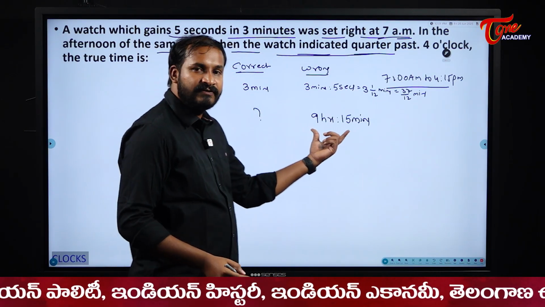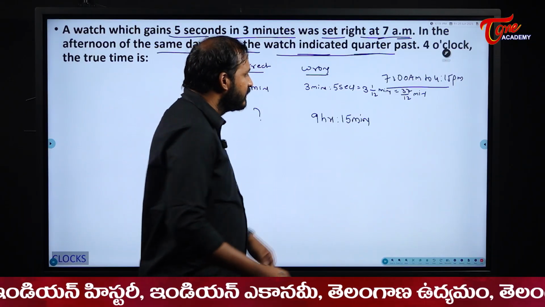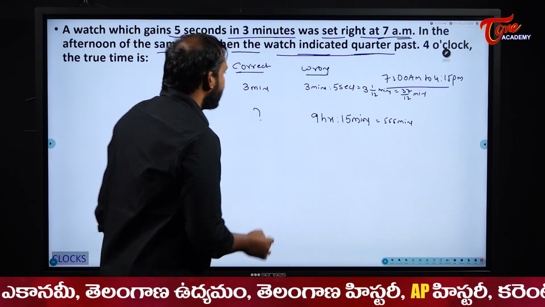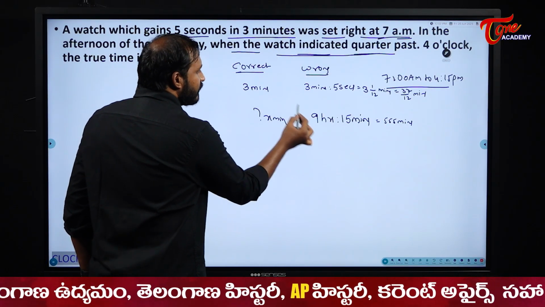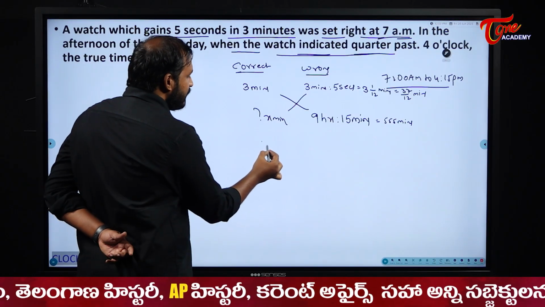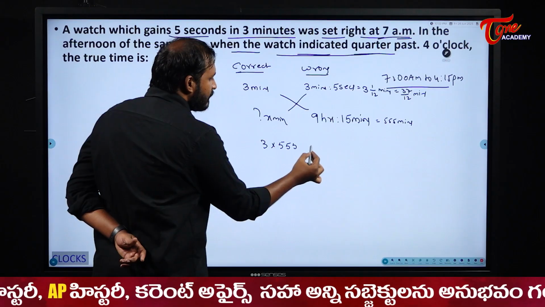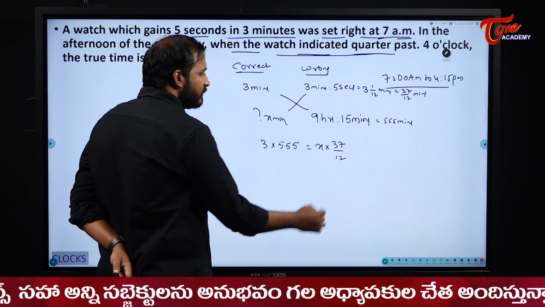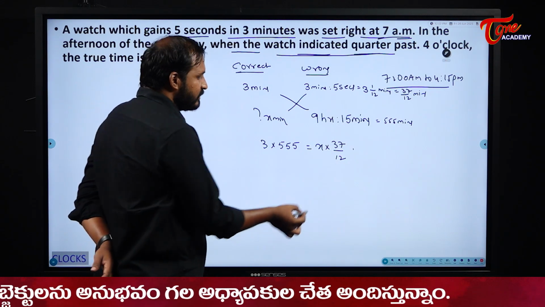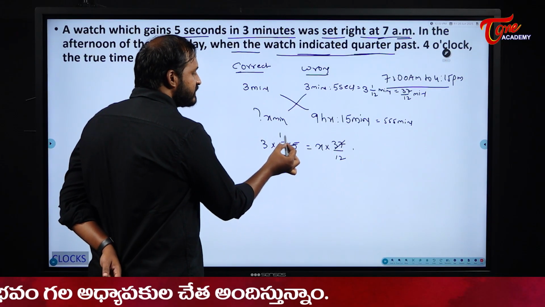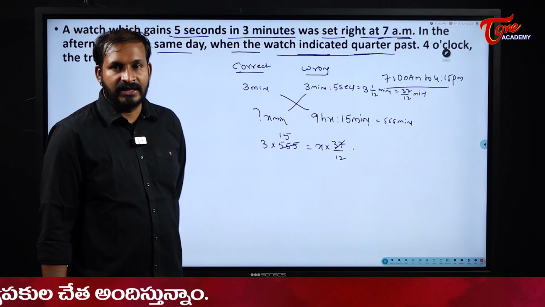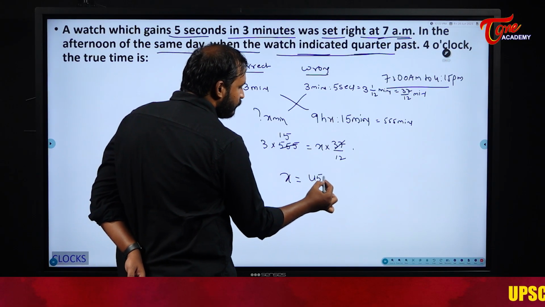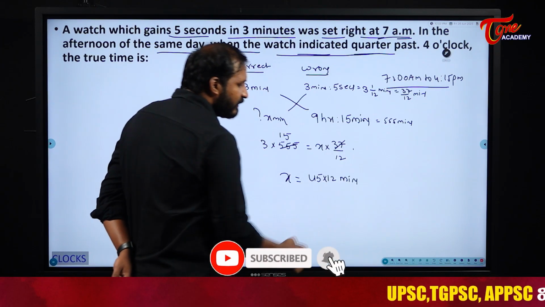Now come to 9 hours 15 minutes. 9 hours means 540 and 15 minutes means 555 minutes. Now this is some x minutes. Now cancel them, students. What you will get? 3 into 555 is equal to x into 37/12. Everything will be in minutes only. Now 37 15s are 555. So what is the x value now? 45 into 12 minutes.